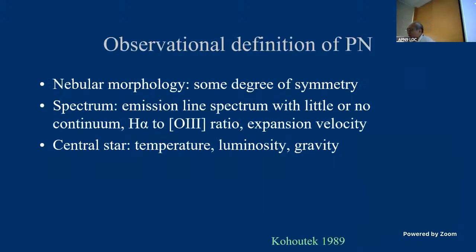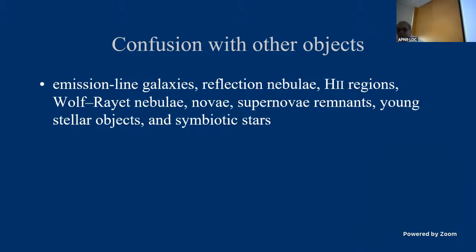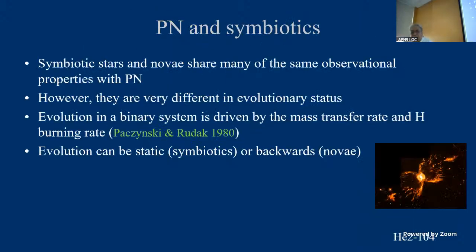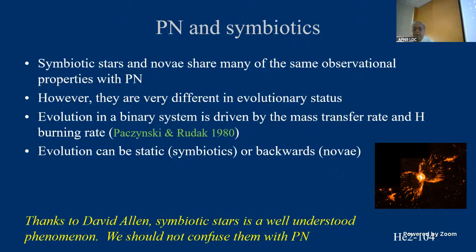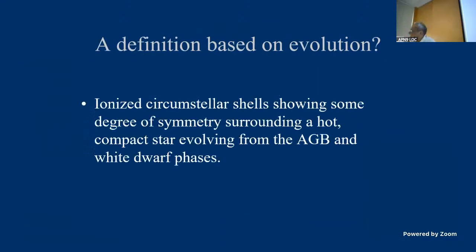So it comes to the question of what is the planetary nebula, and Quentin Parker will talk more about that. And we know that we have a lot of problems, confused with other stars, and the most common example is symbiotic star. We now know a nova is a star evolving backwards. Symbiotic star is a binary system which is not evolving. So what is a planetary nebula?